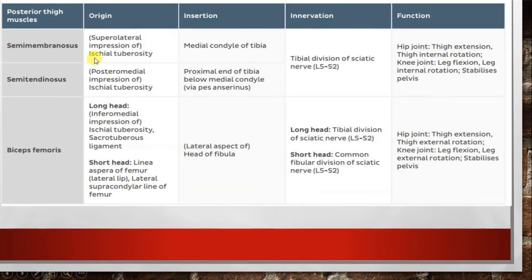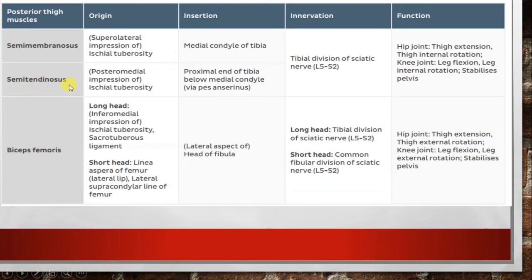Now the semimembranosus origin is the supralateral impression on the ischial tuberosity. So all the muscles of the posterior thigh, most of the time, arise from the ischial tuberosity. Attachment is the medial condyle of tibia. Innervation is by the tibial division of the sciatic nerve, and all the muscles of the posterior thigh are innervated by the sciatic nerve. So function at the hip joint is thigh extension and thigh internal rotation. At the knee joint, it's leg flexion, as I have discussed, and internal rotation also.